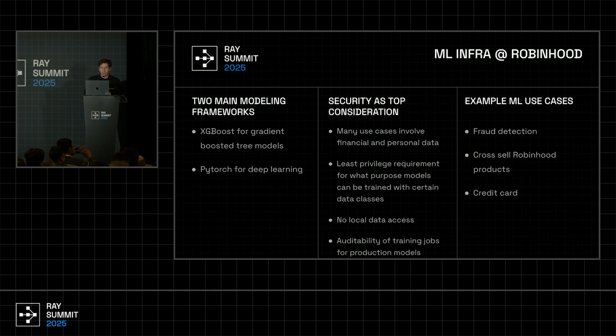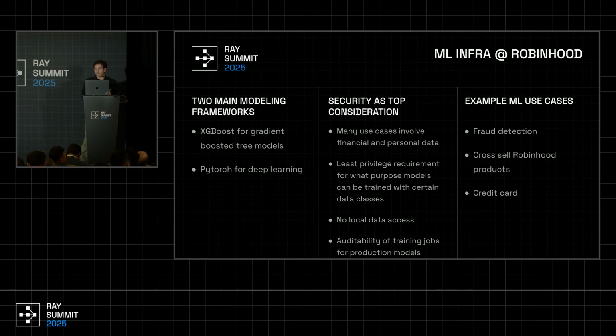Now I'll give some quick notes on ML infra at Robinhood and some of the things that make it a little bit different than other companies. So in terms of the modeling frameworks that we use, we focus on two main modeling frameworks. We use primarily XGBoost for our gradient boosted decision tree models, and for all of our deep learning use cases, we've consolidated on PyTorch.